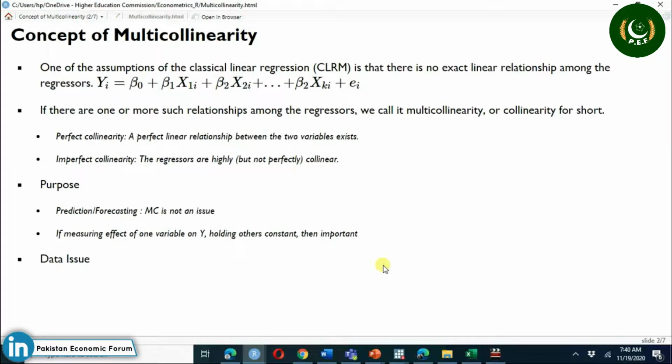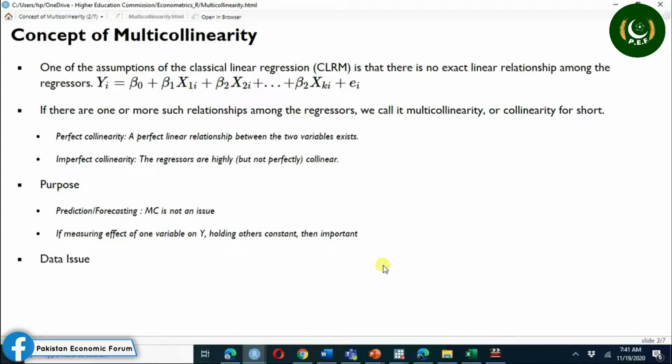What's the purpose? If our purpose is forecasting or prediction of y, then multicollinearity is not a serious issue, because all the right-hand side variables play a collective role in predicting or forecasting y. If the purpose is to measure the impact of x1, holding the effect of others constant, then it's important that the effect of x1 from x2 and other variables should be disentangled, should be separated.